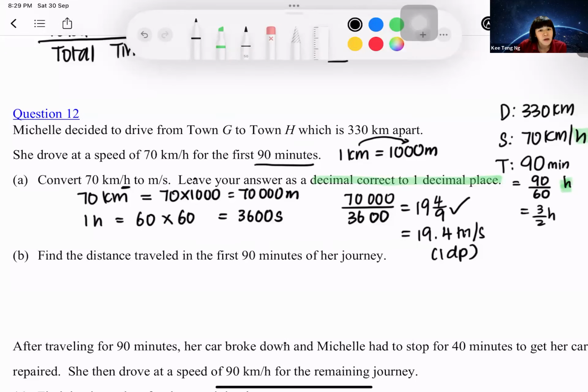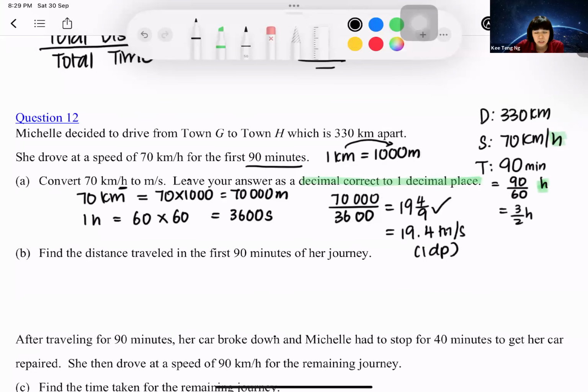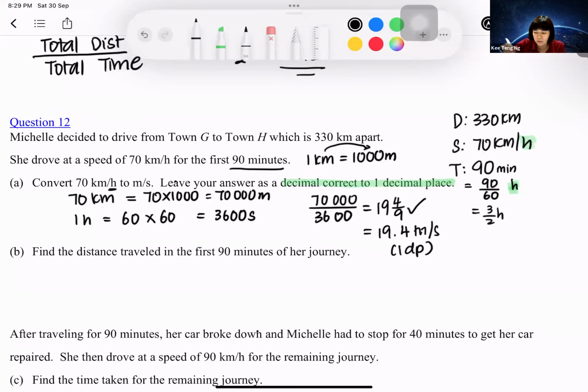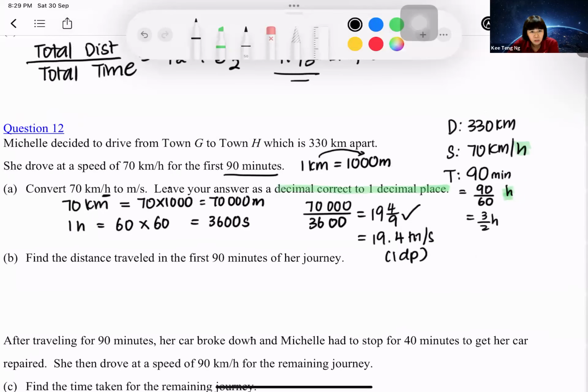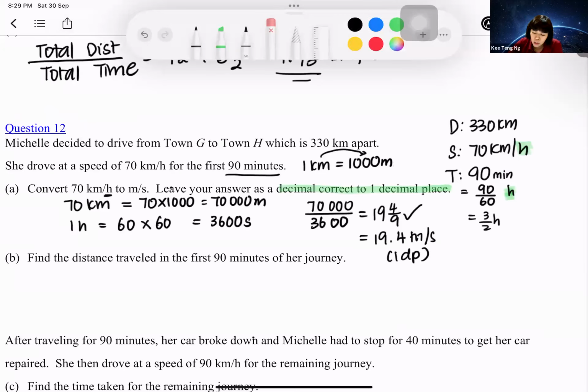Okay. Find the distance traveled for the first 90 minutes of the journey. Ooh, let me come back here and edit. The total distance for G to H was 330, but apparently she broke up her journey into first half and second half. So the distance here is not 330. In fact, it's got part 1 and part 2 of the journey. The total distance then is 330.